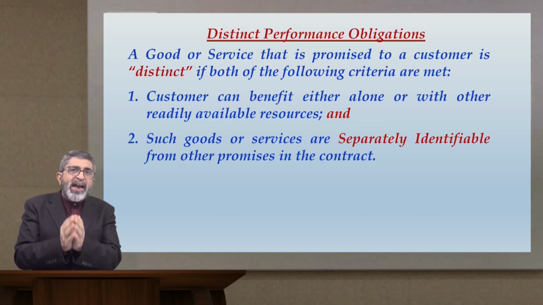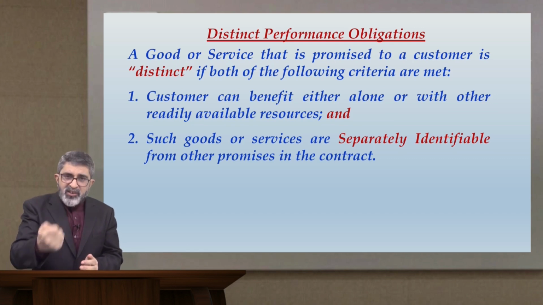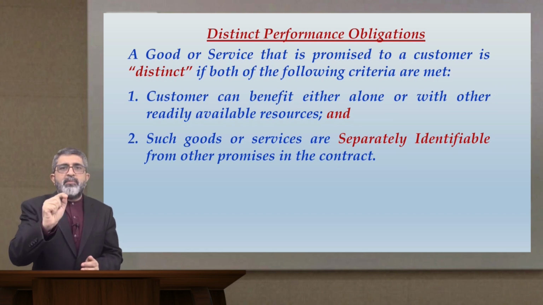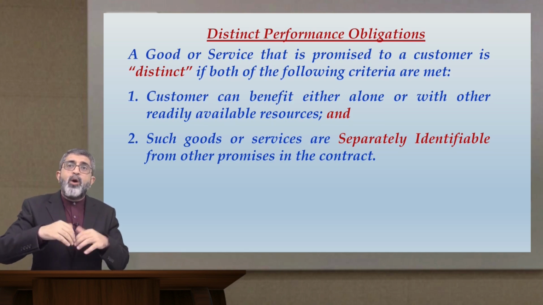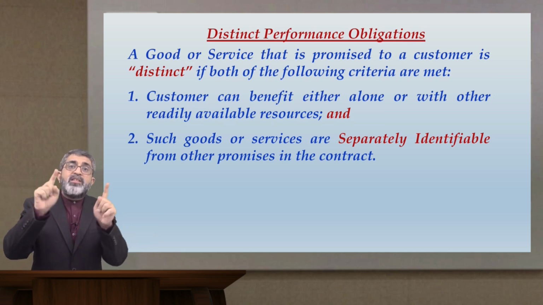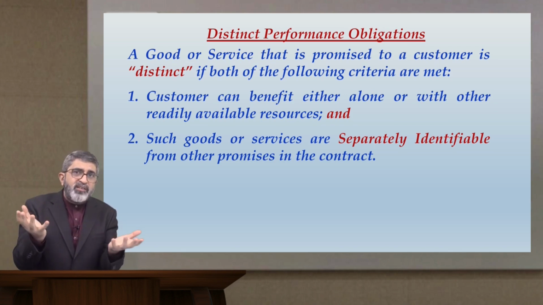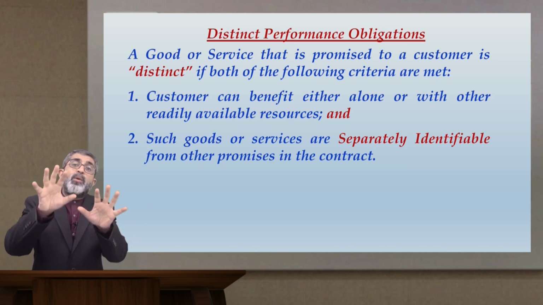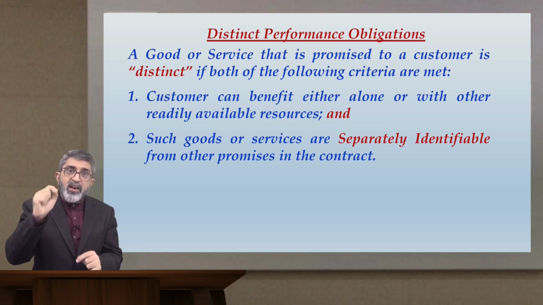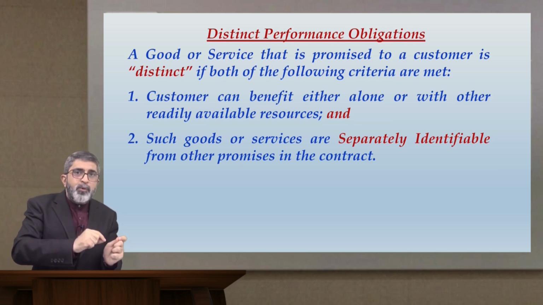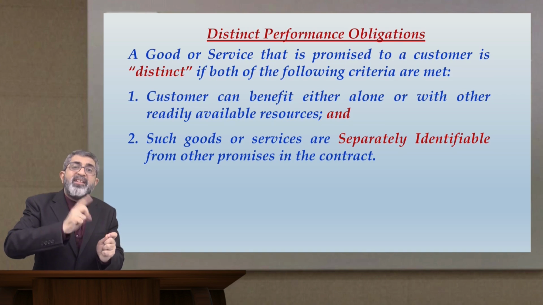So how do you identify something as distinct? Condition number 1 is the customer should be able to use it without depending on anything else, with the resources and assets already available with the customer. And the second condition is it should be separately identifiable from other promises in the contract, meaning other promises in the contract should be distinct.